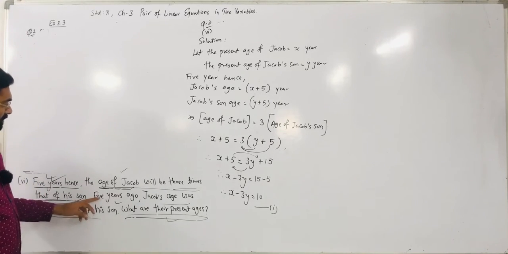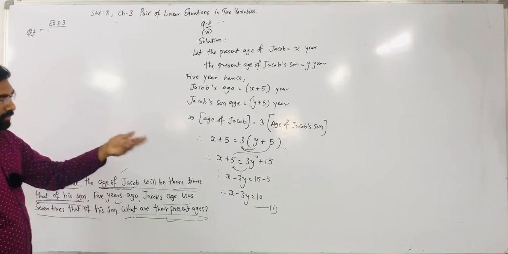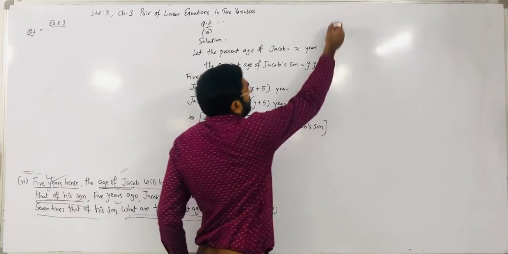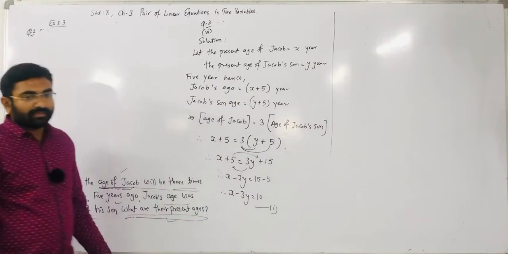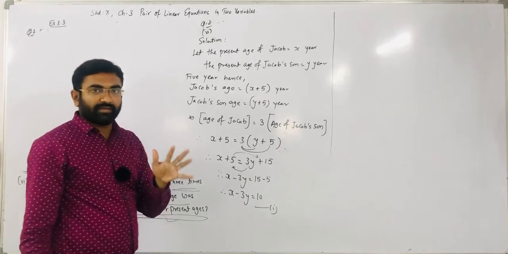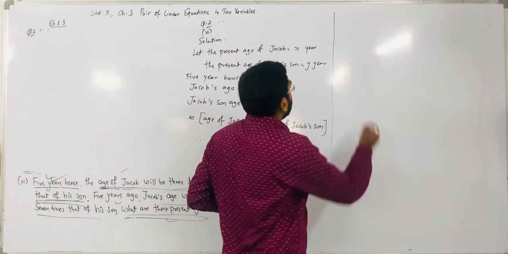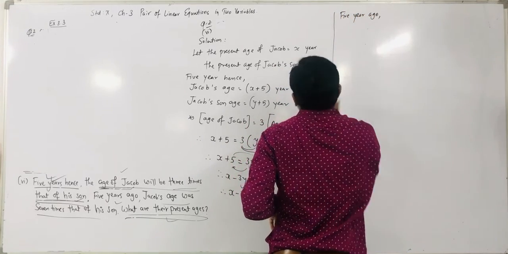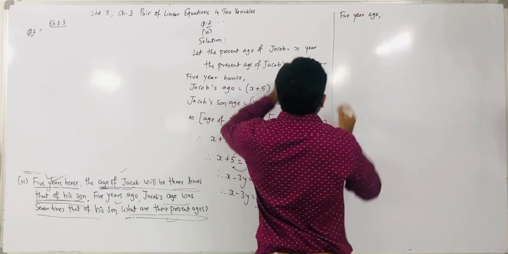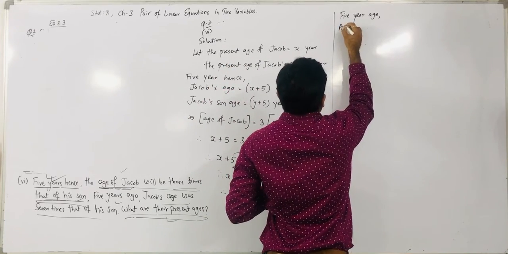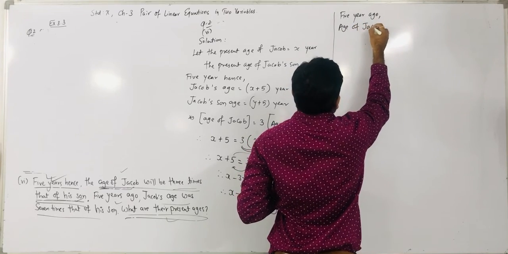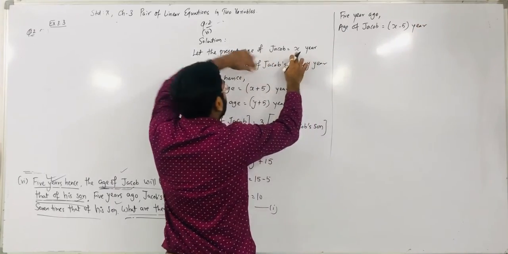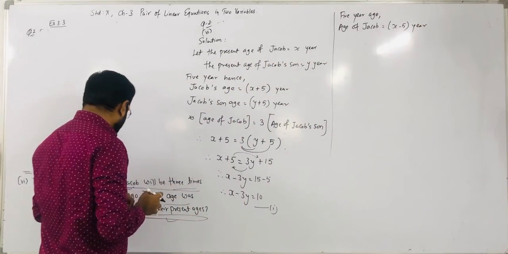Now second, read the statement: 5 years ago. So before whatever the present is, we have to go 5 years back. Suppose right now the present age of a person is 10, then 5 years ago his age was 5 years, right? Because 10 minus 5. So that way, the 5 years ago condition we have to write for both persons. Means 5 years ago, present age of Jacob is x, so age of Jacob 5 years ago will be x minus 5, because present age is x.